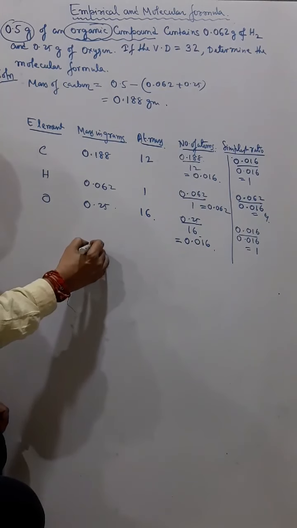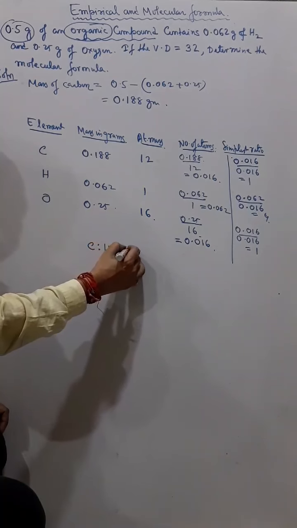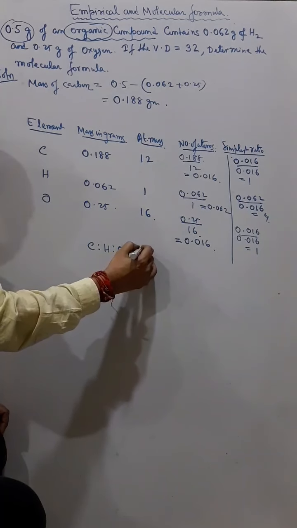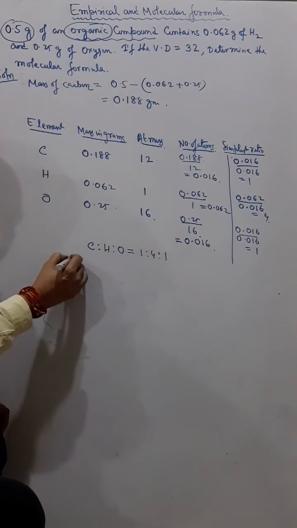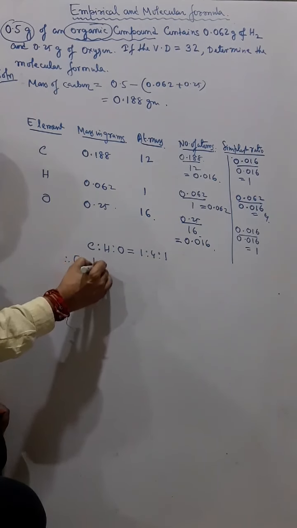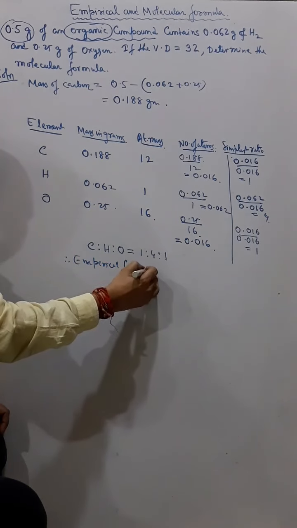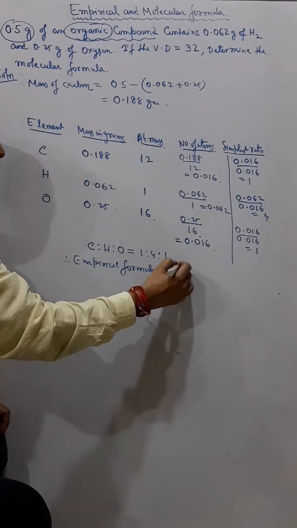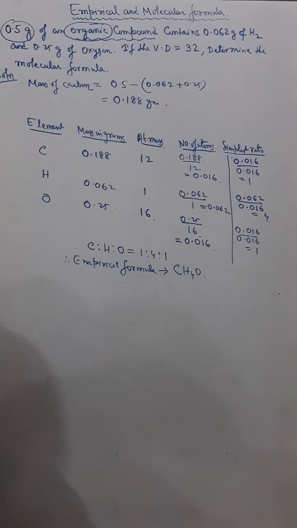Understand? So we get carbon is to hydrogen is to oxygen is equal to 1 is to 4 is to 1, and therefore the empirical formula is CH4O. CH4O. And now we have to find the molecular formula.